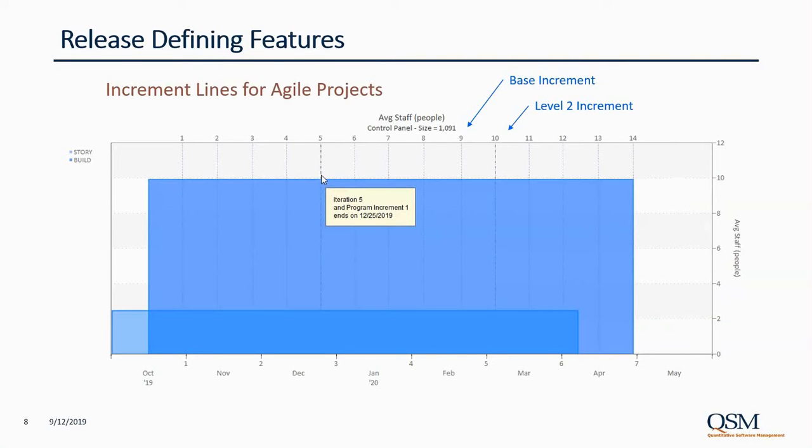The first new feature is the ability to display increment lines for release estimates and then recalculate the number of increments or sprints required based on forecasts for in-flight projects.